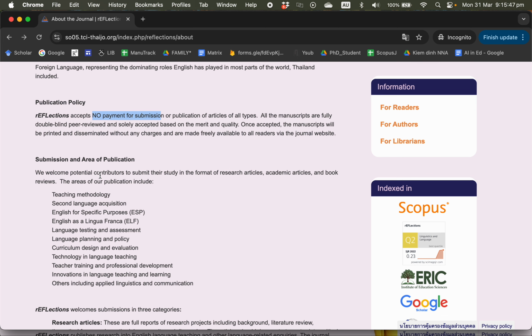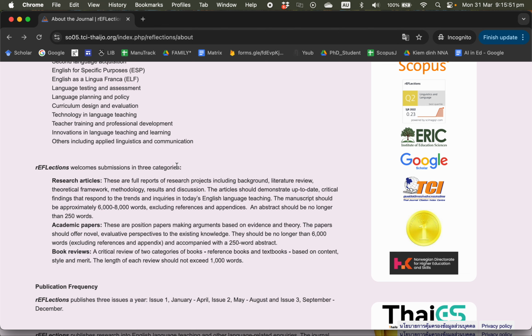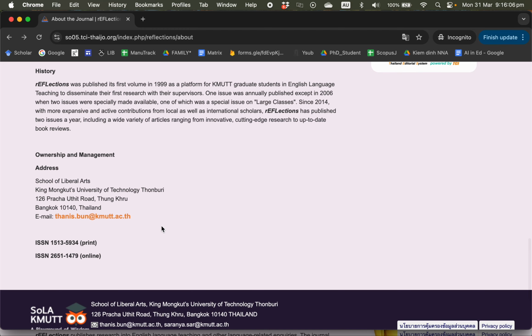They also talk about the submissions and the types of article. Okay, so research articles, academic papers, and then book reviews. All right, and publication frequency is 3 issues per year, so 3 times. Okay, history, abstract, things like that.